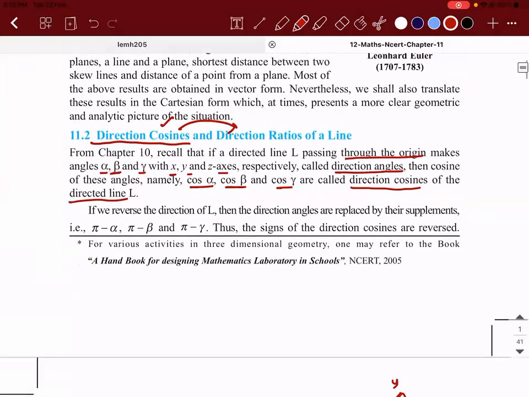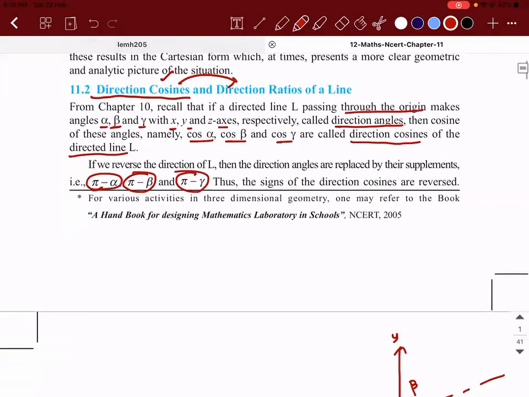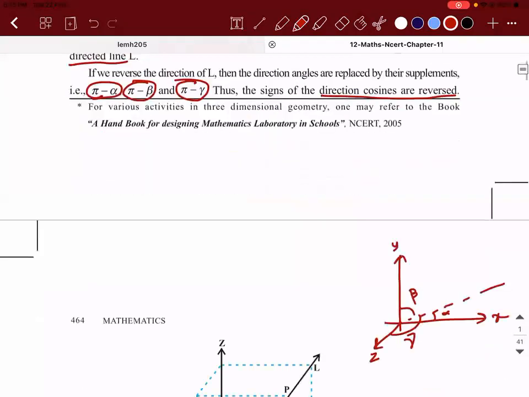Suppose we reverse the direction of L. Then the direction angles are replaced with their supplements, that is, pi minus alpha, pi minus beta, and pi minus gamma. Then the signs of the direction cosines also get reversed, because cos of pi minus alpha is minus cos alpha. So they get reversed as well.